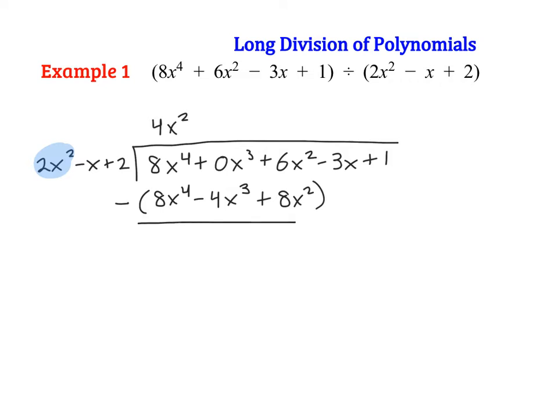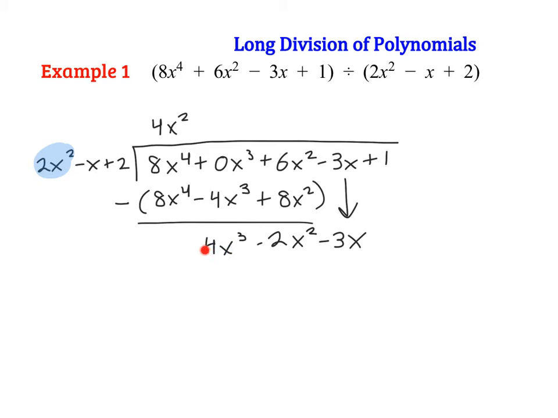And that can get really tricky maybe in a step like this. You have to remember we're actually doing 0 minus negative 4x cubed, so it becomes positive 4x cubed. 6 minus 8 is negative 2x squared. And then just like regular long division, we drop our next term and start over.